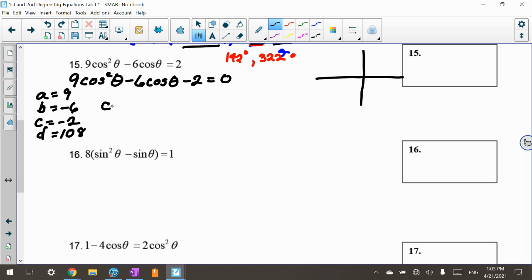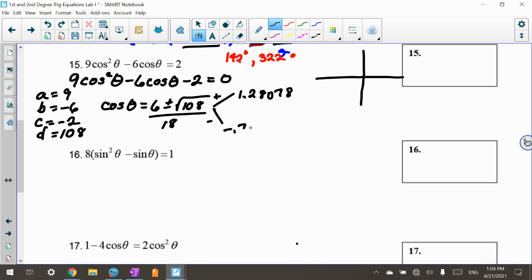Okay, so now I have cosine theta is negative B plus or minus the square root of 108 all over 18 because it's 2A. Now I'm going to do plus and minus. When I do the positive, I get 1.28078. When I do the negative, I get negative 0.780776. Okay? I can tell you right now, when I do inverse cosine of, I'm looking at the wrong one again. I'm so sorry. You know, sometimes when this happens, I just gotta stop doing what I'm doing here. I'm writing down the stuff to 14. So let's try that again.